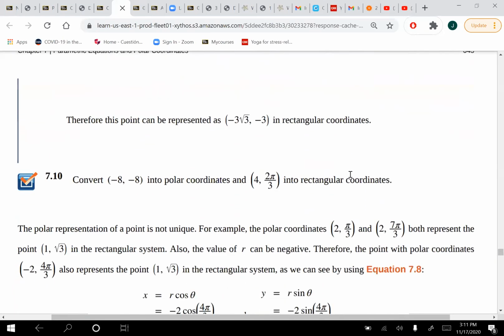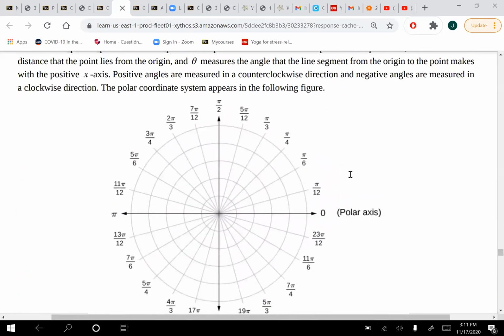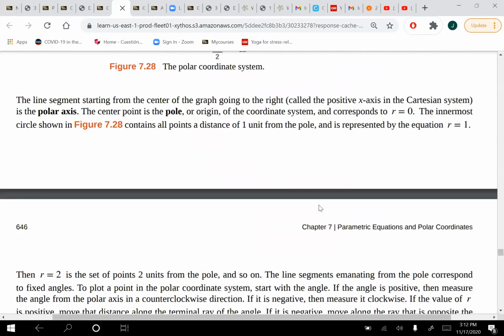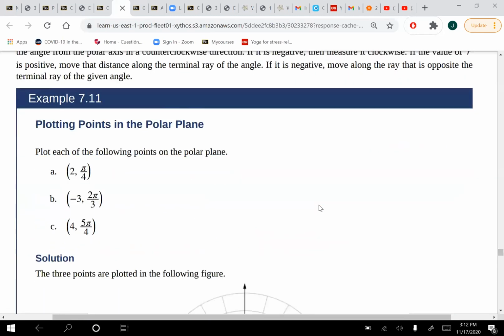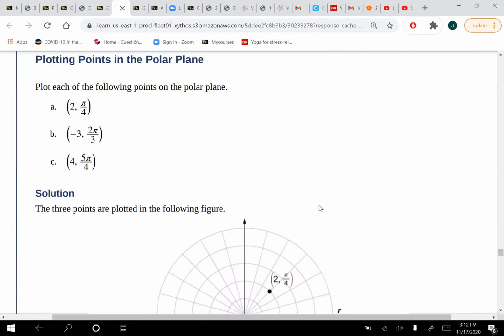But it's good to review. So I'm going to ask you one problem of that, and that could be an easy 5 points. Okay. So we give you the point in the polar coordinate.